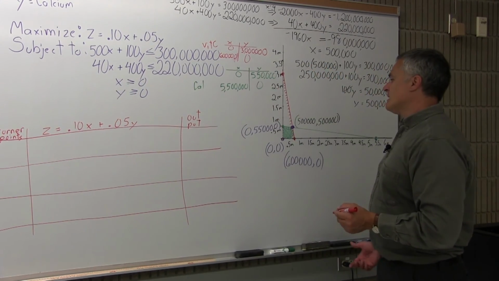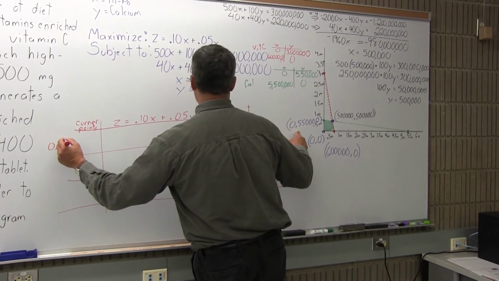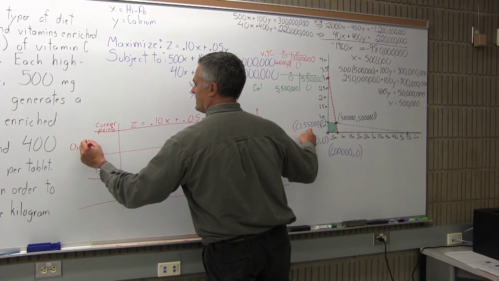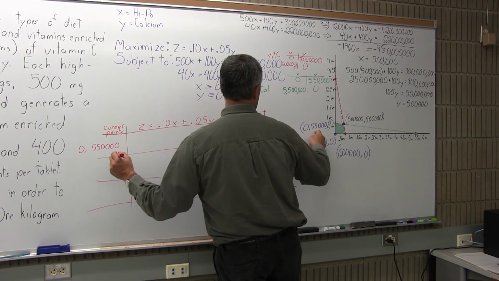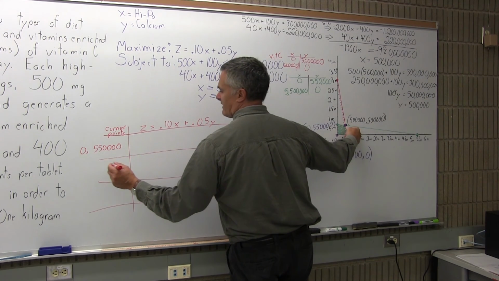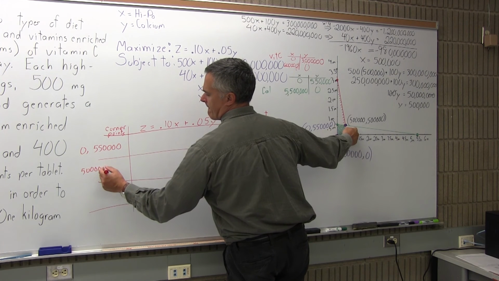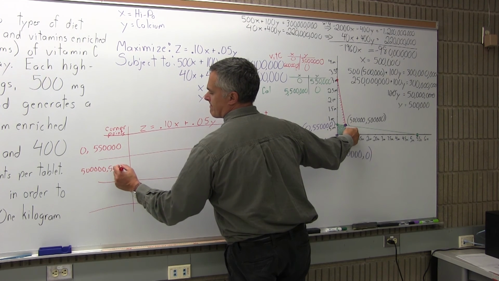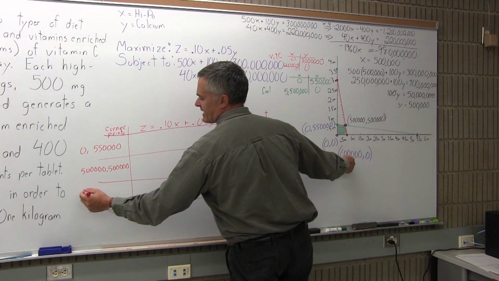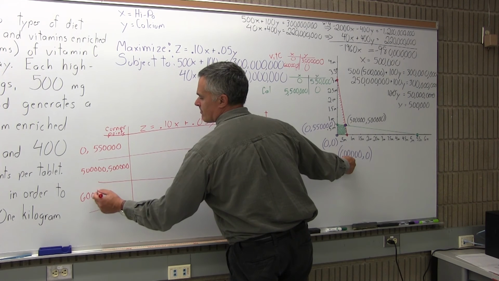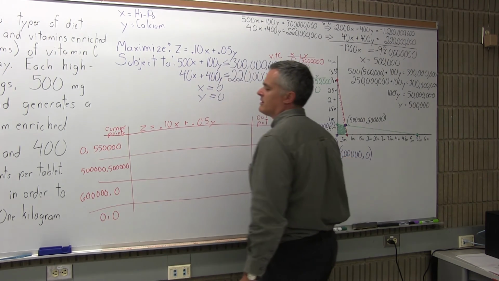So now, list the corner points. One corner point is 0 for x and 550,000 for y. The next corner point is 500,000 x, 500,000 y. The next corner point is 600,000 x and 0 for y. And the last corner point is 0 for x, 0 for y.